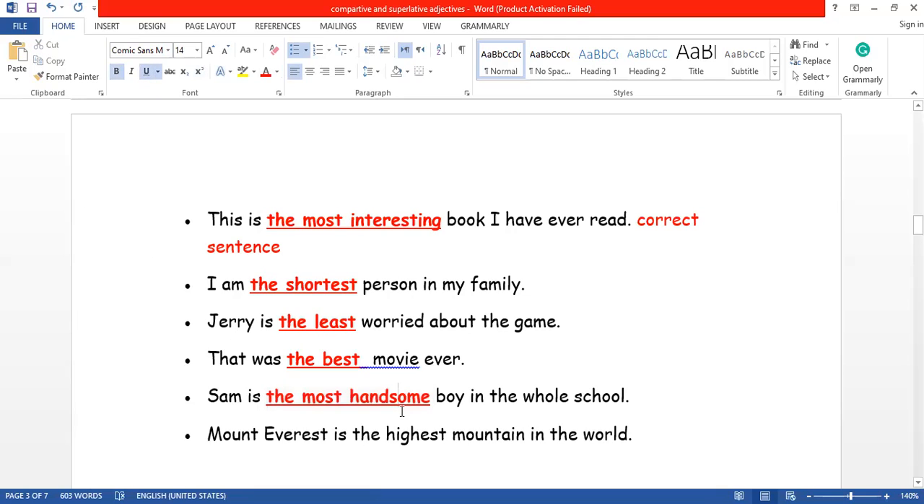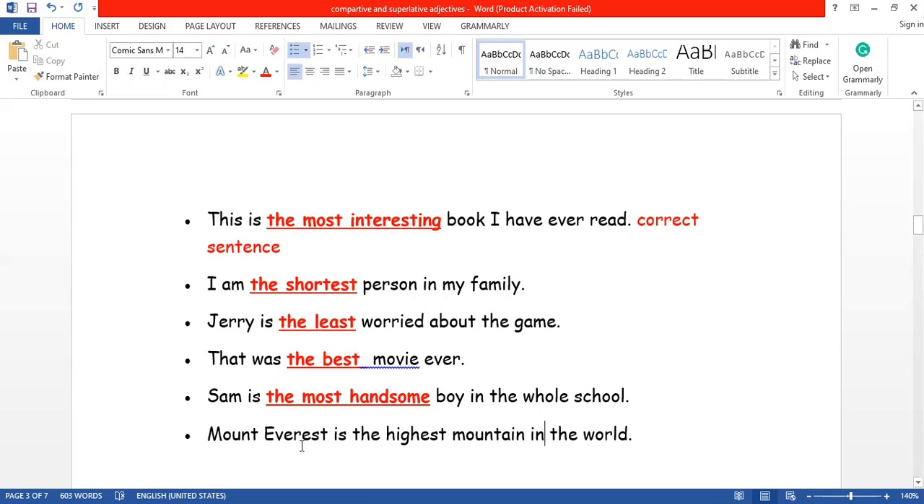Handsome is what? It is a two-syllable adjective. Two-syllable, handsome. The most handsome boy in the whole school. Sam is the most handsome boy in the whole school. So it's a normal thing that all girls may like him.